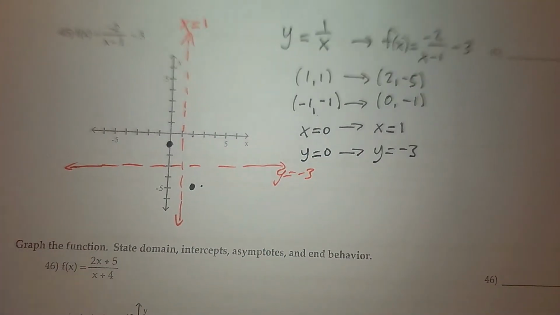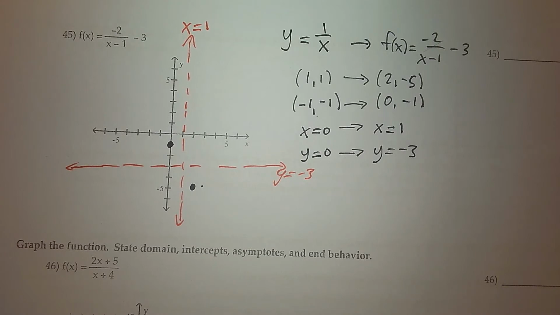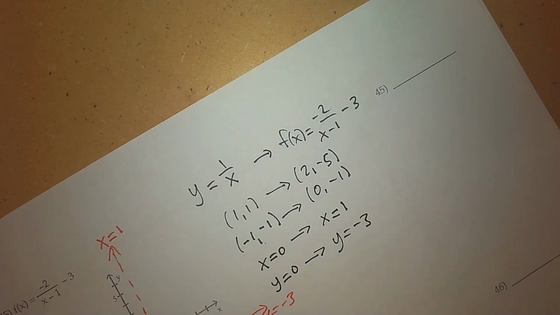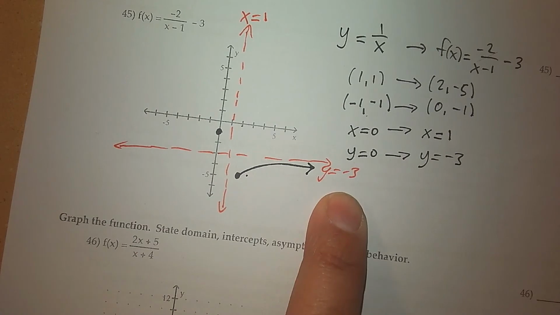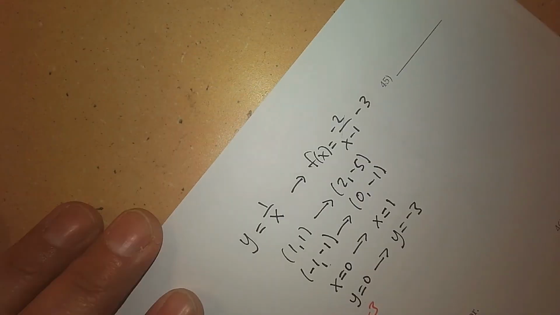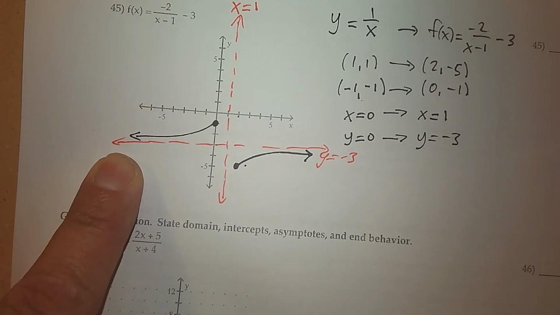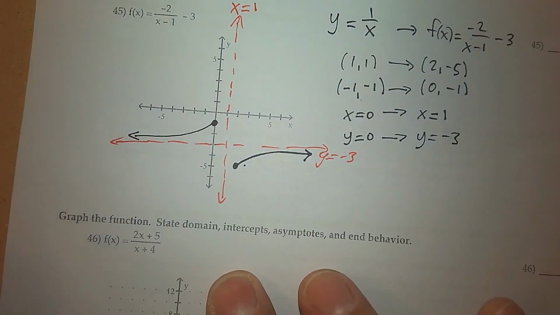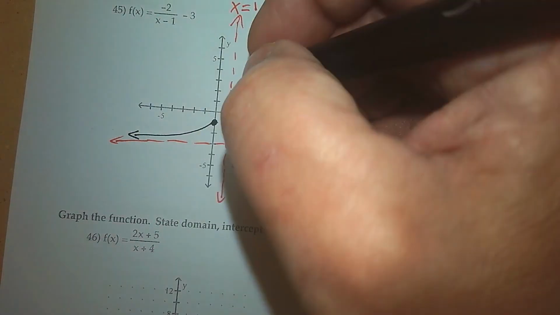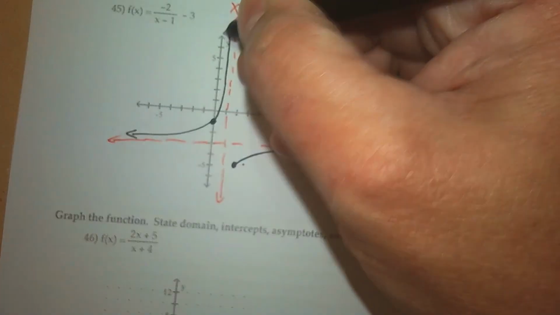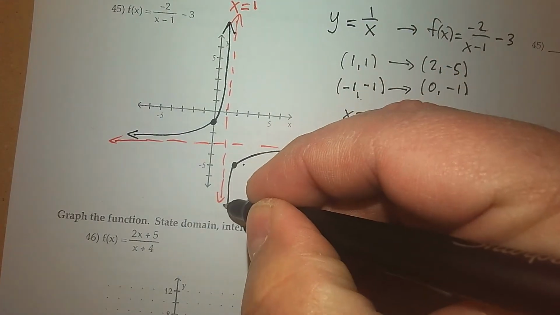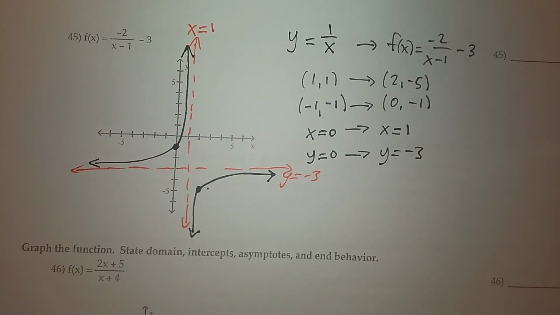Now, what does the curve of a rational look like? So, as it goes to the right and left, the end behavior is going to be the horizontal asymptote. So, what's the right end behavior? -3. What's the left end behavior? Also what? -3. But what happens at the vertical? What direction does it go? It's either going to go to infinity or -infinity. So the one above is going to go to infinity, and the one below is going to go to -infinity.